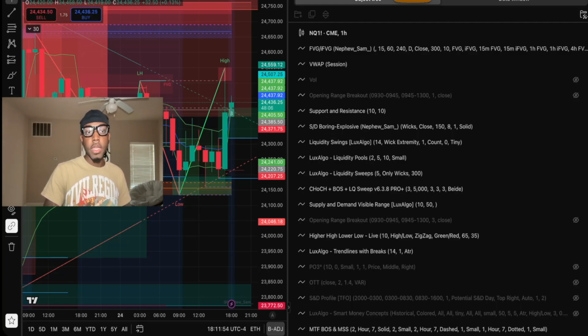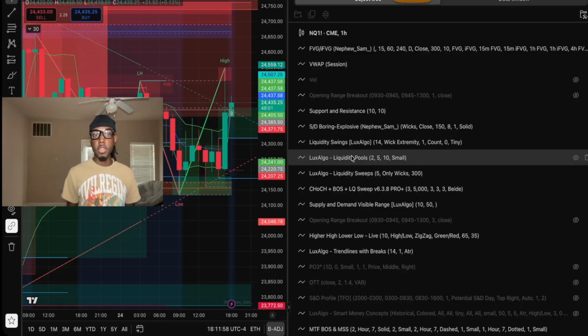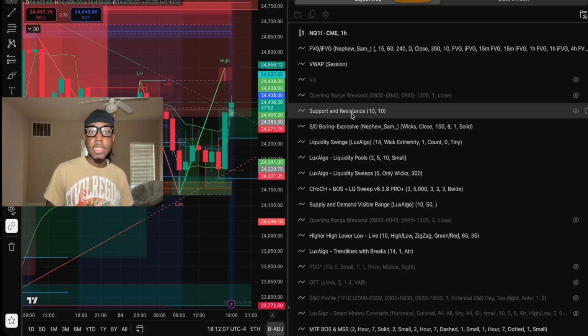So if you know what a fair value gap is, you want to go behind the AI that's doing it and make sure that it's a fair value gap, because it could always be wrong. You want to know what it is so you can check and make sure that it is. So with that being said, these are all the ones that I have.